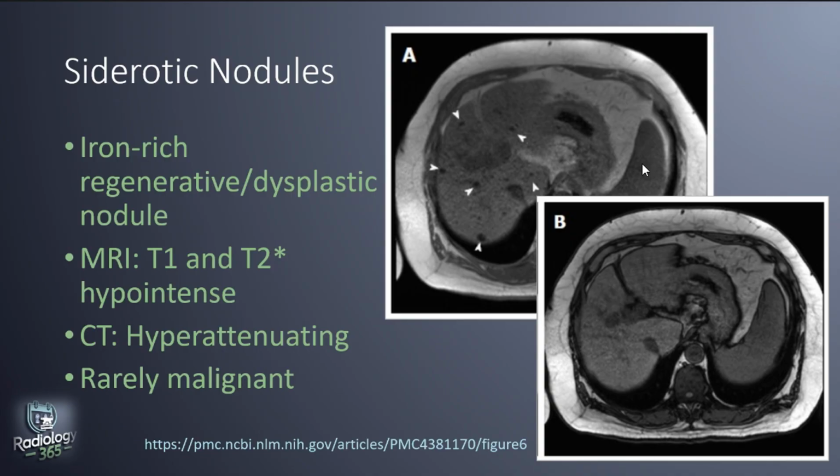Although they are rarely malignant, they can sometimes confuse the picture. So it's good to be aware of this subtype of nodules. Iron sensitive sequences like gradient echo can be particularly helpful in identifying them. It's important to remember that iron within a nodule makes it very unlikely to be malignant. Okay, so these images show multiple hepatic nodules on the in phase and out of phase sequences.